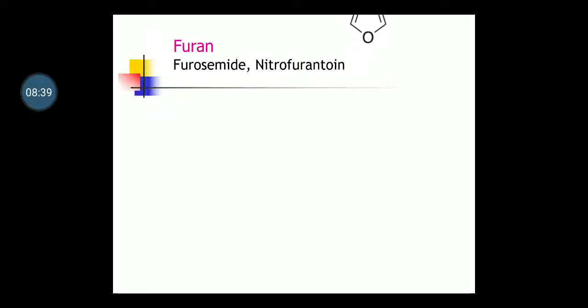Next, furan. Furan is a 5-membered ring with oxygen as the heteroatom, and 2 double bonds are there. Furosemide, which is a diuretic, and nitrofurantoin, which is an antiseptic, particularly a urinary antiseptic, are drugs that have furan as a heterocyclic ring in their structure. As far as the numbering is concerned, we have to start the numbering with the heteroatom, and proceed either clockwise or anti-clockwise.